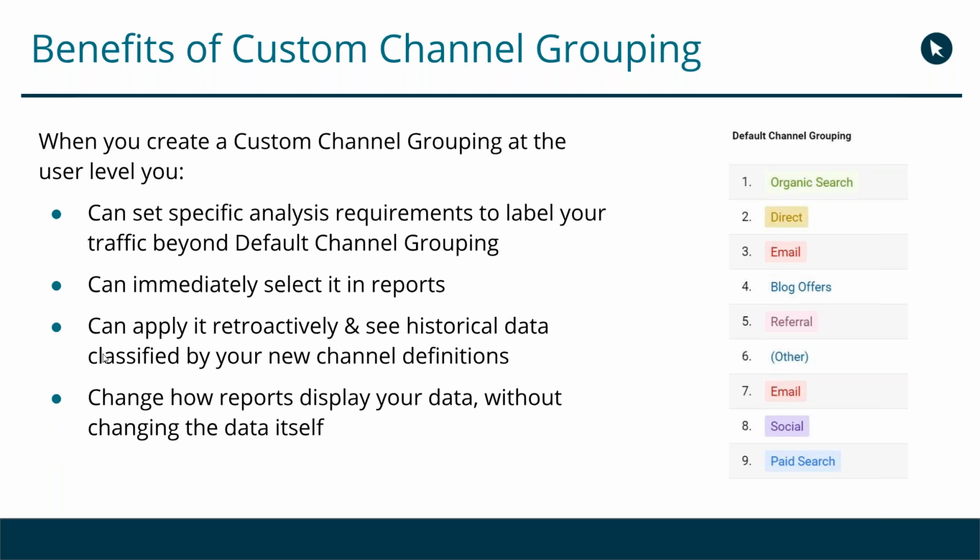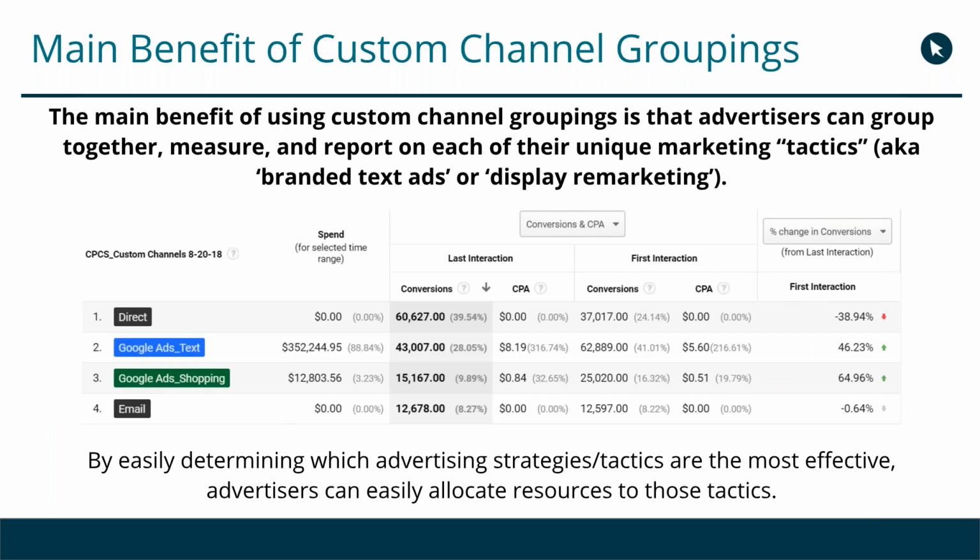You can immediately then toggle to it in your reports, and you can apply it retroactively as well, and you can see how your historical data was affected by these. And then again, any report that you're looking at, you don't have to change any data. You just simply have to toggle between these different channel groupings, and you can see much more insights. So the main benefit of them is that you can group together tactics. And that's what we talked about earlier.